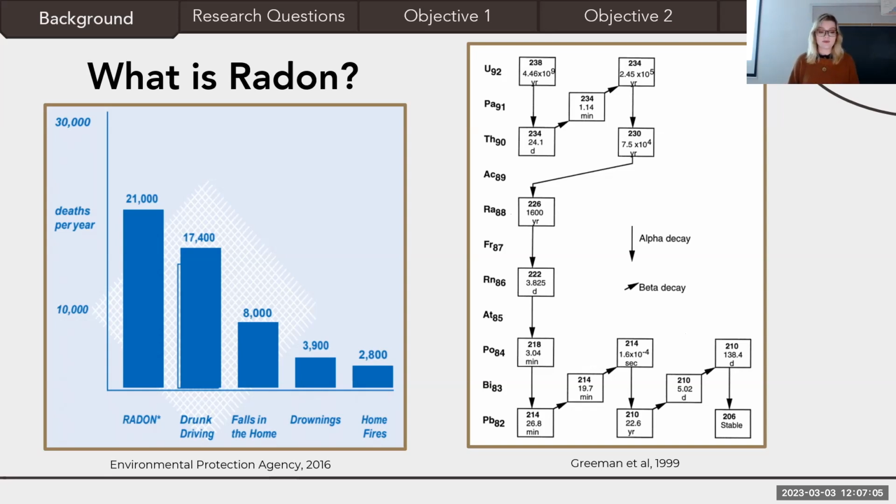Radon causes more deaths per year than drunk driving, falls in the homes, drowning, and home fires. So radon is a very serious issue. However, our population here in the US just isn't very aware of it.